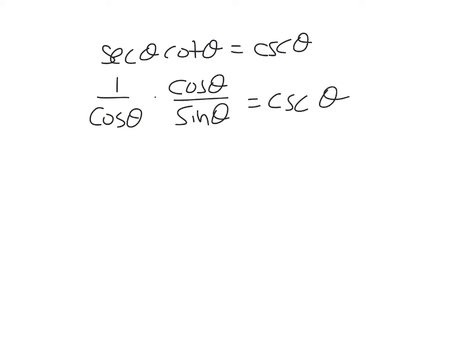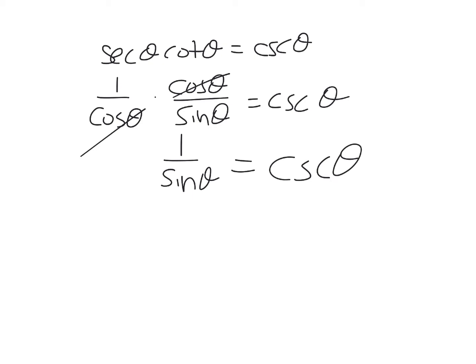And what do we notice? I see cosine over cosine, that cancels. I'm left with 1 over sine theta. What do we know about 1 over sine theta? It's equal to cosecant theta. And there we go. We did it. We proved our first one together.